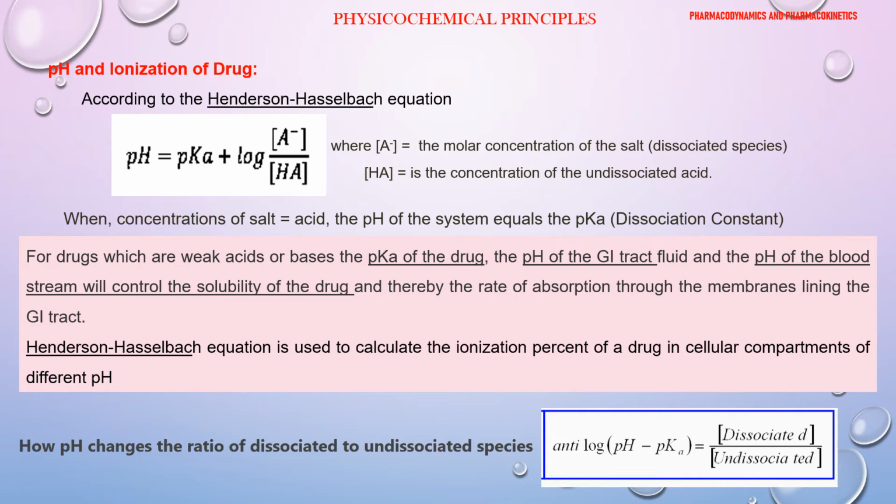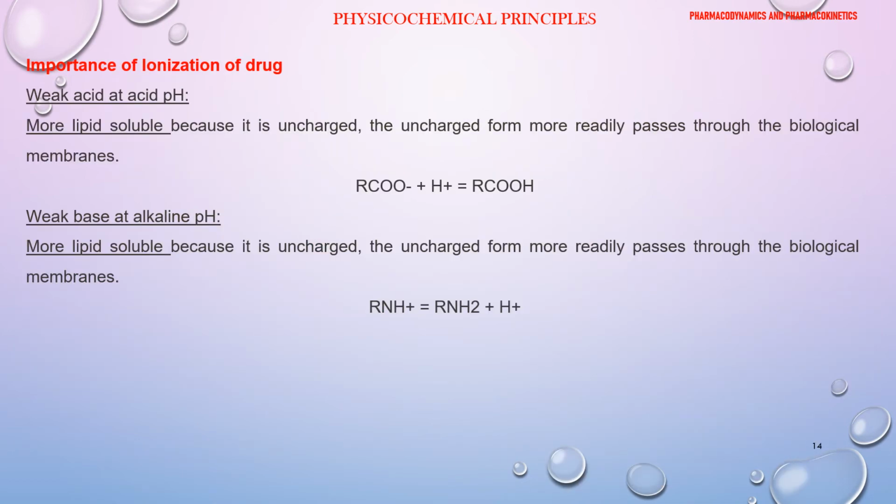The effect of the drug or the response to the drug depends on the absorption level rather than the dosage amount. The pK value of the drug, and the pH of the GI tract and plasma affect the rate of absorption. The importance of ionization of a drug is that a weak acid at an acid pH and a weak base at an alkaline pH are more lipid soluble, because both of these are uncharged and can readily pass through the biological membrane.